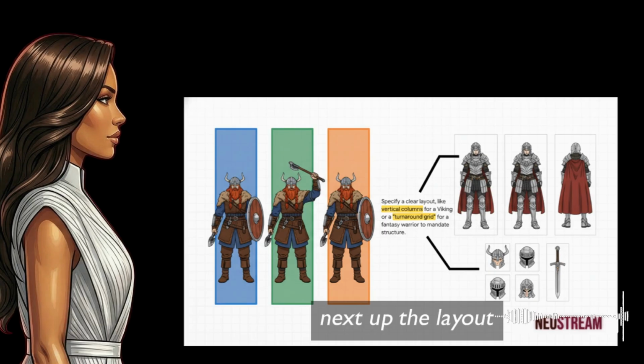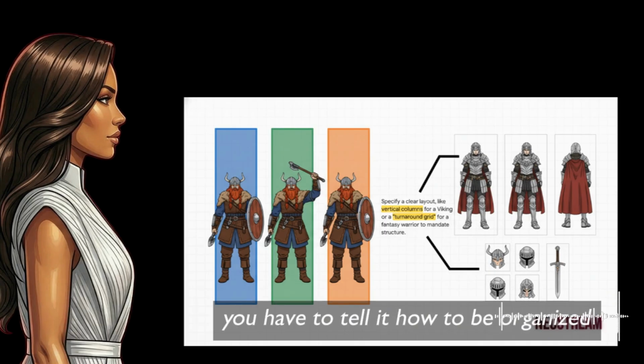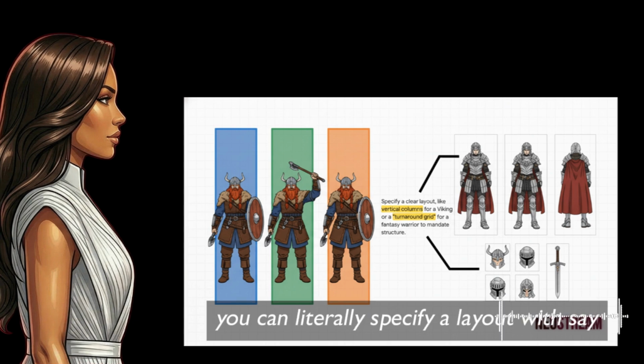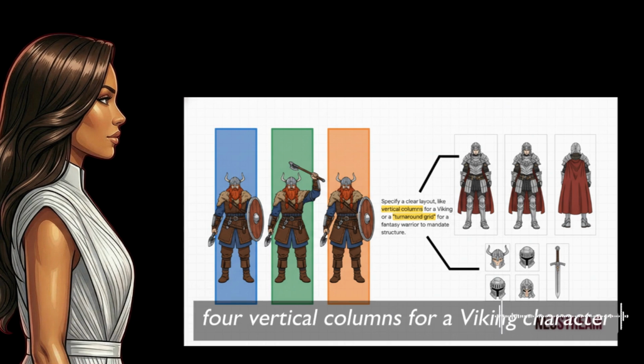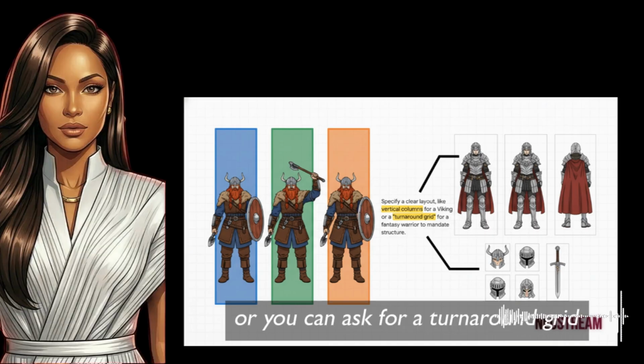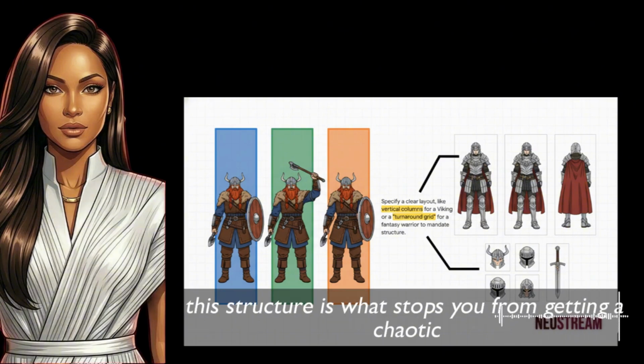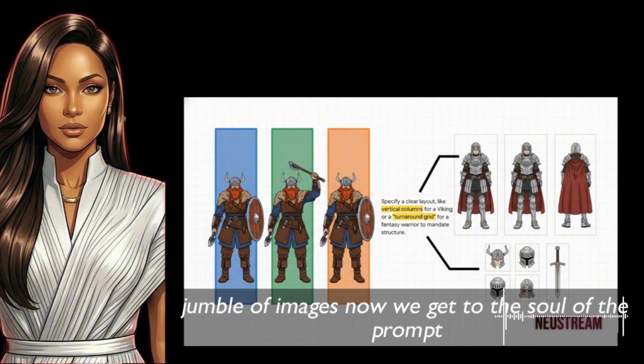Next up, the layout. If the role is the brain, this is the skeleton of your reference sheet. You have to tell it how to be organized. You can literally specify a layout with, say, 4 vertical columns for a Viking character to make sure you get distinct poses. Or you can ask for a turnaround grid to get that classic 3D model sheet look. This structure is what stops you from getting a chaotic jumble of images.